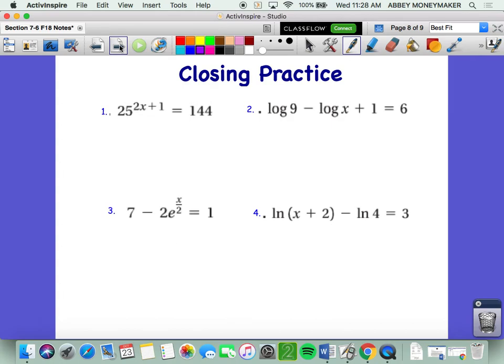Number 4, you got natural log. How do you undo that? e. Okay, that's what I'm saying. I just got done saying this. This is not a difficult concept. You have to know when to do what. You have to keep that straight. How are you going to keep this straight when you get to the test? You got to practice.